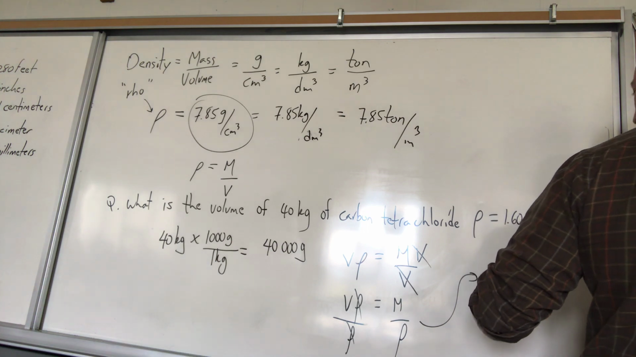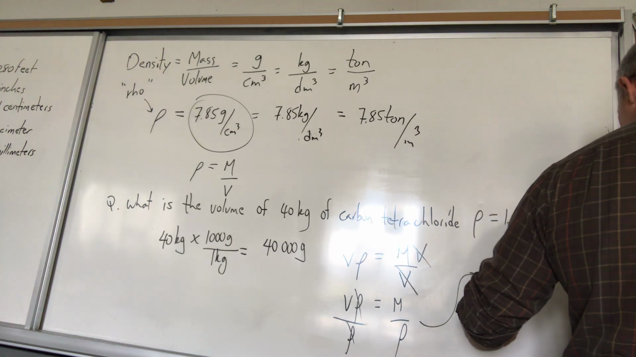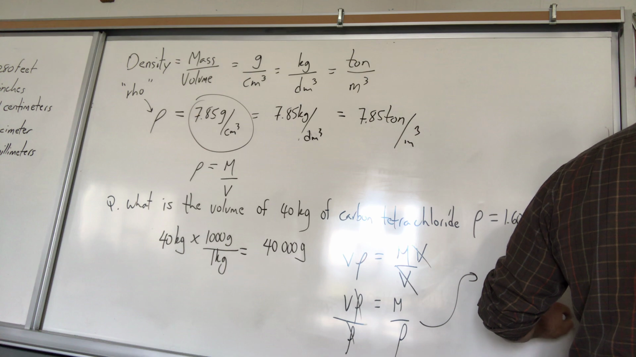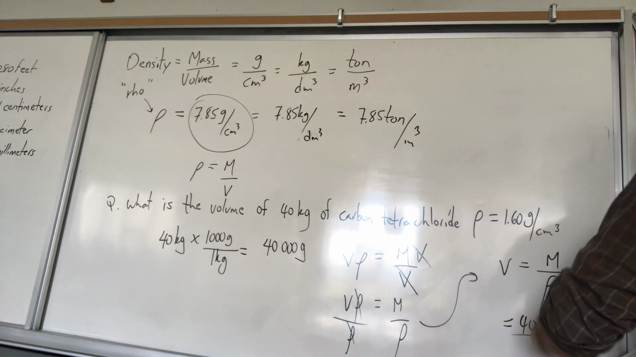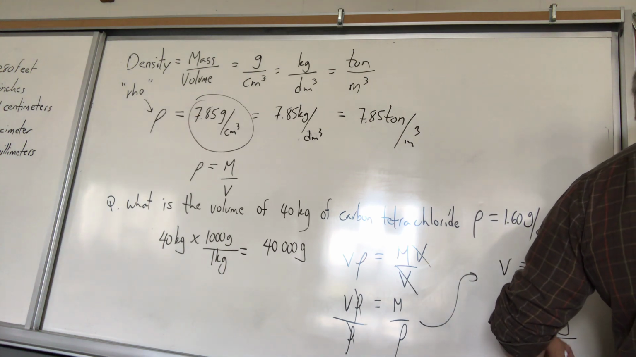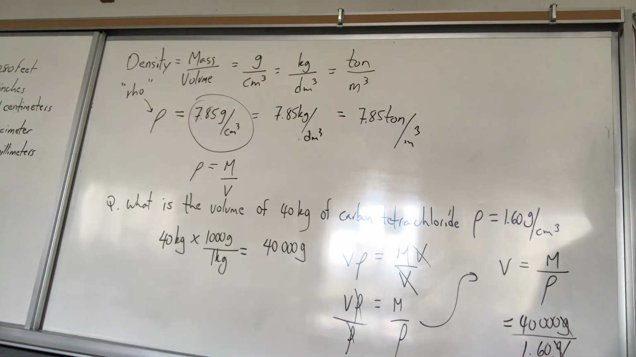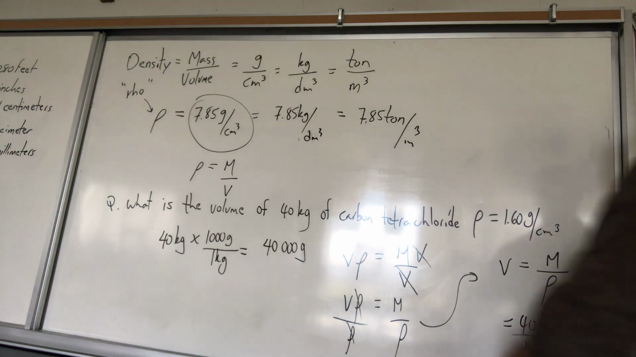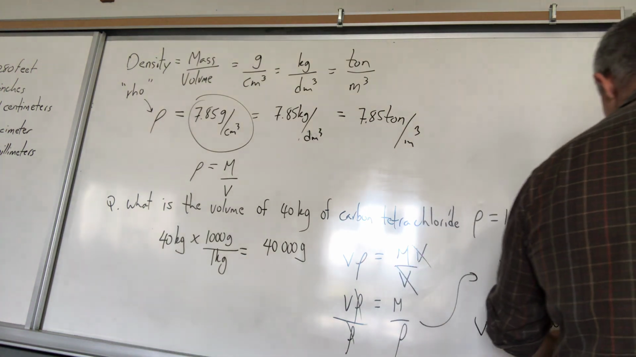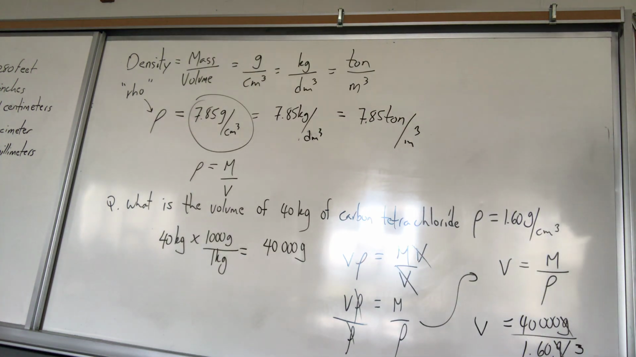So plug that in now. We know the mass is 40,000 grams, and the density of carbon tetrachloride is 1.6 grams per centimeter cubed. The grams will cancel here. Your answer for the volume will be in centimeters cubed. Notice that it's in the denominator of the denominator.